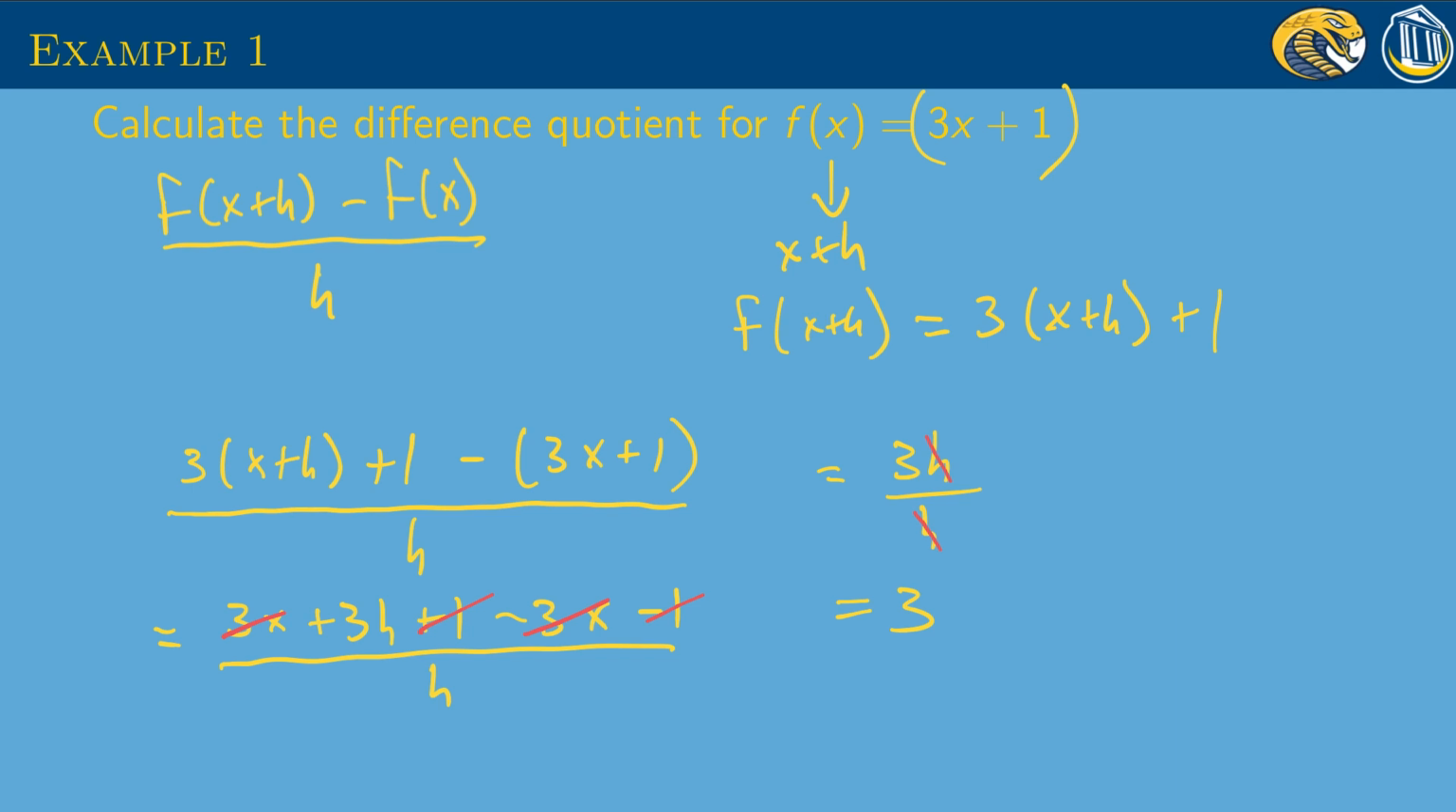Remember, we didn't actually need to do this math to conclude that the answer would be 3, because we know that this is a linear function, and therefore its rate of change, no matter what inputs we plug in, is always going to be 3. So that's one way you can check your work whenever you're finding the difference quotient for a linear function. The answer should just be the slope. For quadratic and other more complicated functions, it's not quite as simple.